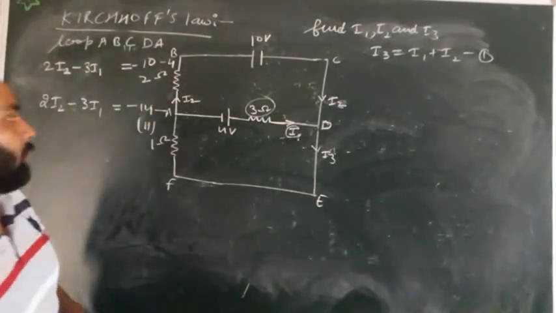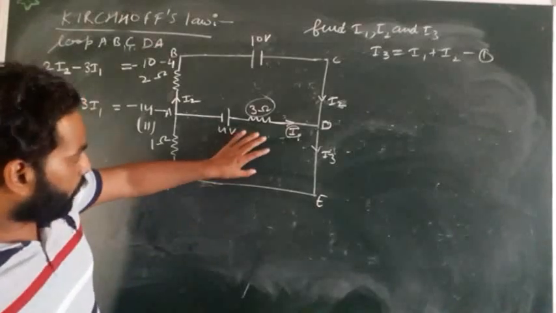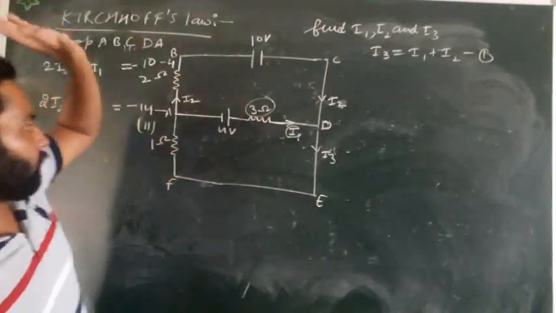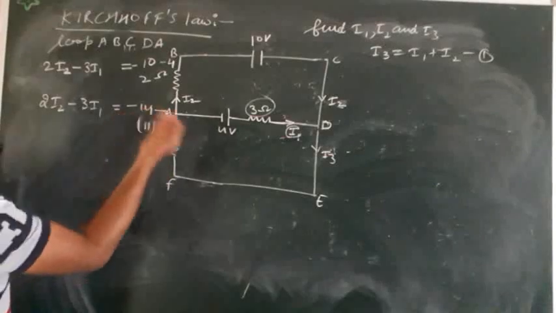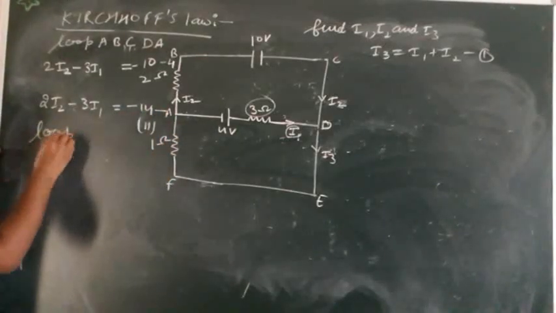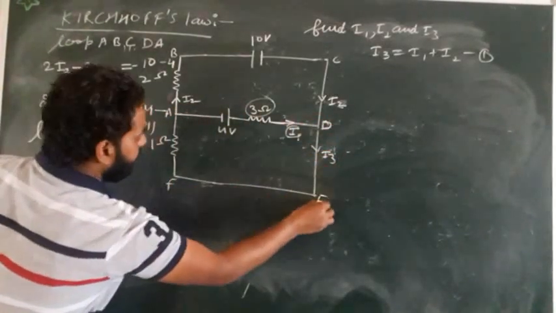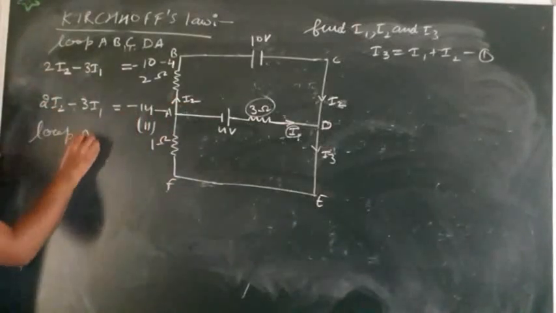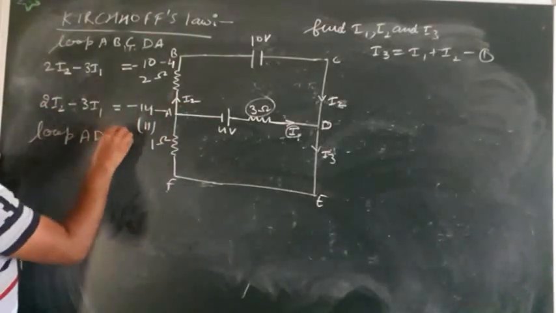Now we apply Kirchhoff's loop rule on the other loop. So we choose a loop. What is the loop? A, D, E, F, A.